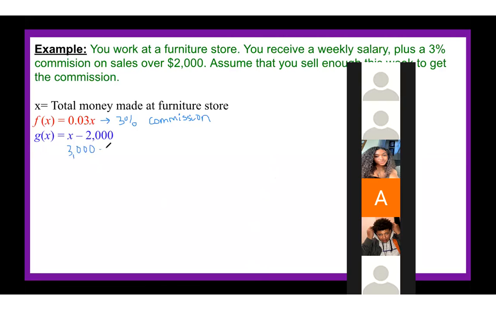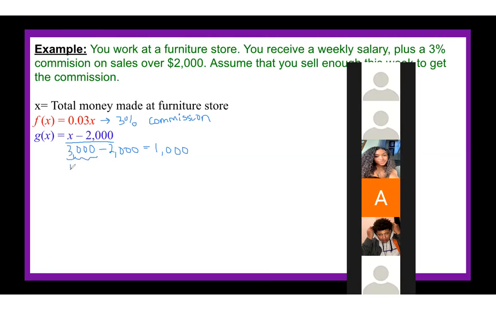If I made 3,000 bucks and I subtract 2,000, well then that means I made $1,000 over the 2,000 mark, right? And then this $1,000, if I take the 3% of that, will be my commission. So this function represents how much I make if I make over the 2,000. You have to do x minus 2,000. You could test it out with any x value.